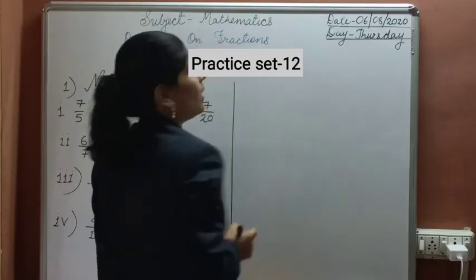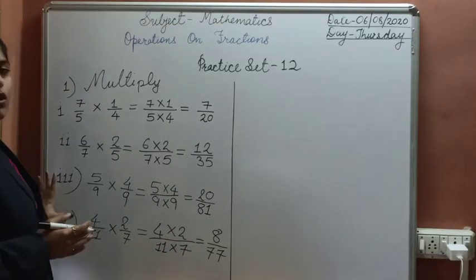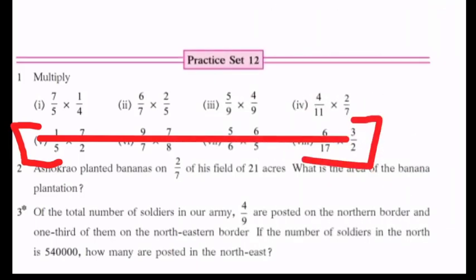Students, in practice set number 12, question number 1, 4 questions are there only for you. Children, in this pandemic situation, we all are at home and we are not getting sufficient time for studies. So, the government has decided 25% exemption of the portion of our syllabus. So, here in question number 1, multiplication from 5th to 7th is reduced. So, cut that and don't write those questions in your notebook.